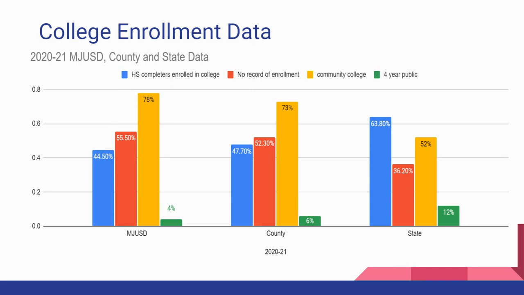The blue bar shows the combined percentage of graduates who have enrolled in either a 2- or 4-year college or university. Noteworthy trends we see are that MJUSD has a higher percentage of students with no record of a college enrollment, red, a higher rate of enrollment in community college, yellow, and a lower number of students enrolling in a 4-year university, green.